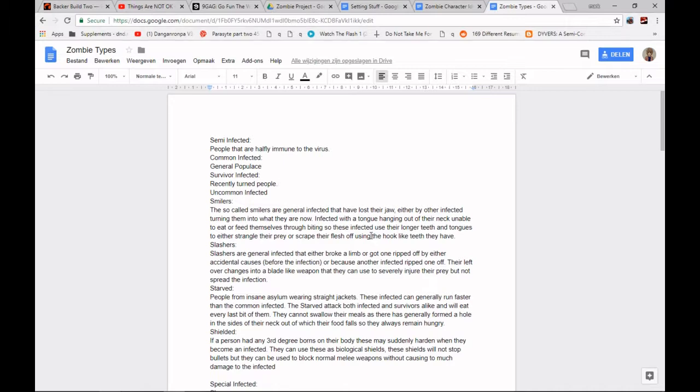and then eat it with their tongue, like pull it in their stomach with their tongue. Now you have the Slashers, and the Slashers are general infected that either broke a limb or got one ripped off by either an accidental cause before the infection or because another infected ripped it off. Their leftover bone changes into a blade-like weapon that they can use to severely injure their prey but not spread the infection.